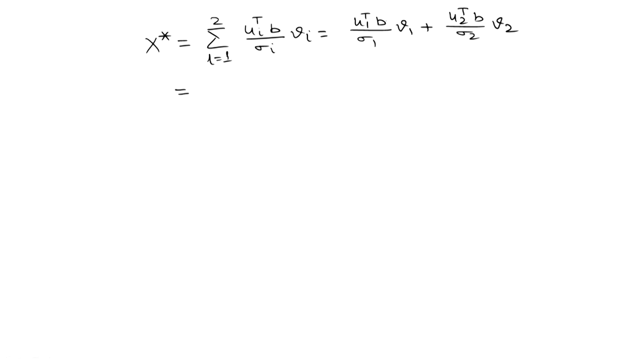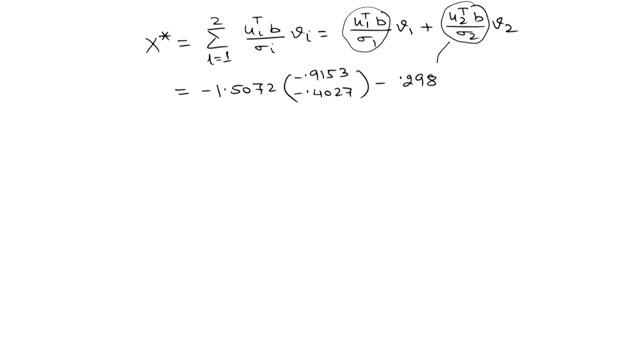And if I calculate this particular term, it is a scalar value, this comes out to be 1.5072, and then V 1 is now the first column minus 0.9153, and this will become 0.4027 minus 0.298, this particular scalar value, that is minus 0.298 multiplied by the second column of the V, that is minus 0.4027 and then 0.9153.